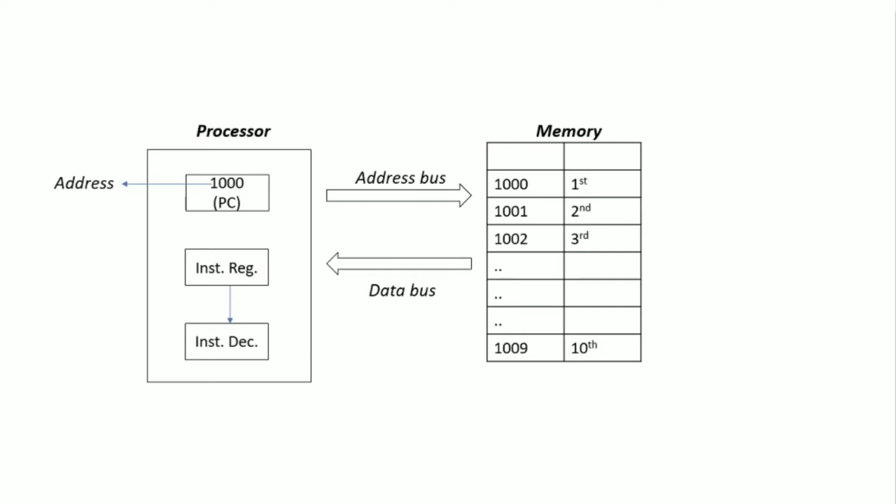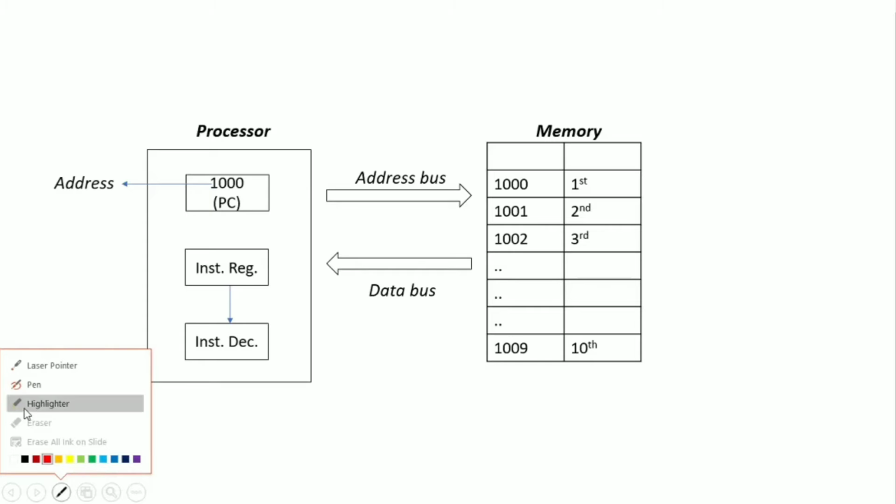Let's move forward. Consider that this is a particular microprocessor we have. Here you can see that the microprocessor has a program counter. It is a special kind of register which contains addresses, and those addresses are 16-bit. Here you can see that 1000 is the address present in the program counter.